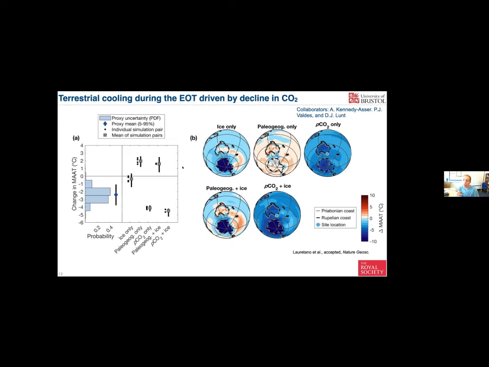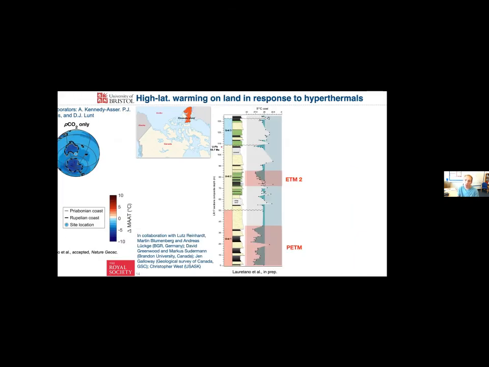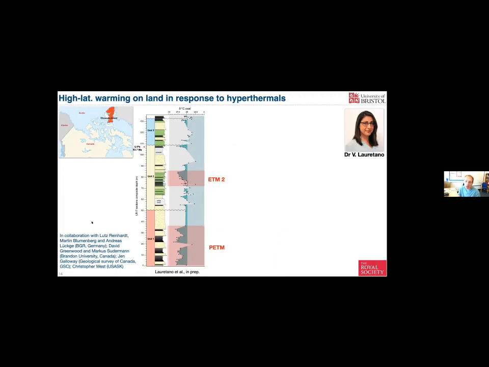We can then even go further back in time to the hyperthermals of the Eocene, working together with a lot of colleagues from Germany and from Canada, looking at lignites we have from Ellesmere Island, high up in the Canadian Arctic, just next to northern Greenland. And there again, we have lignites that cover some key periods of the Eocene climate.